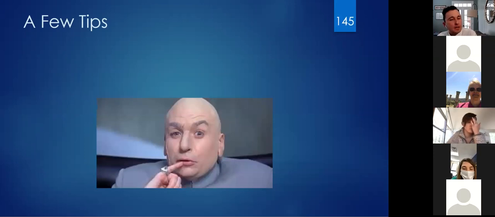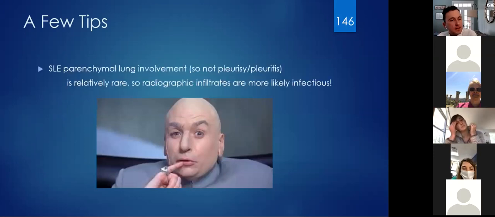Then we got Dr. Evil. Dr. Evil wanted to tell us that parenchymal lung involvement is not that common in lupus. Okay, so that's parenchymal lung involvement, so not pleurisy, not pleuritis. We're talking about the lung parenchyma. The reason that's important to know is that if you get an X-ray in these patients and you see infiltrates, odds are it's going to be an infection, okay, and not lupus activity.